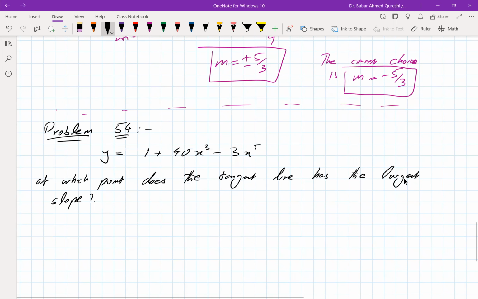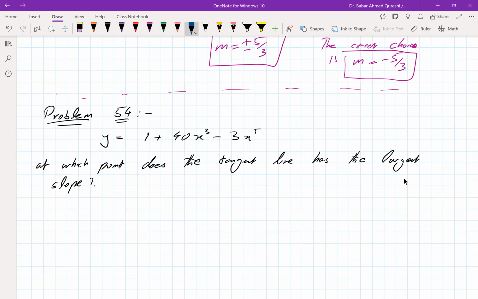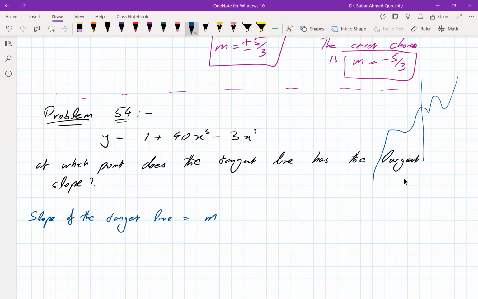So slope is very easy to find. Slope of the tangent line, let's call it m, and it's a function of x because it varies from point to point. So it's going to have some graph like this. So the tangents, they are changing from point to point. So the slope of the tangent is a function of x. I can write it like that. And it's found just by doing dy by dx.